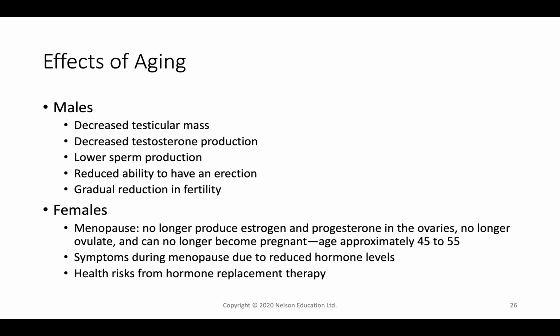This slide talks about the effects of aging. So as we get older, we're going to lose our reproductive capacity. In males, this is going to be shown as a decrease in the size of their testes. The actual mass of the testes will become lower. Also going to have a loss of testosterone production.